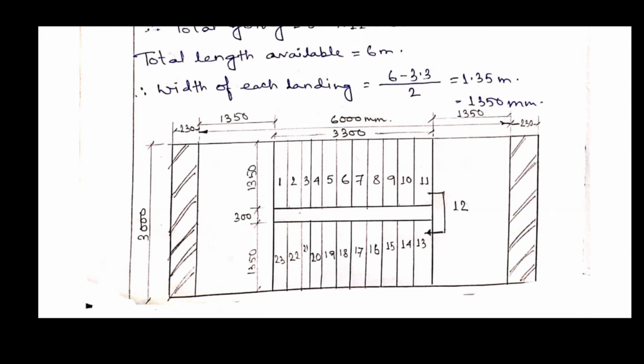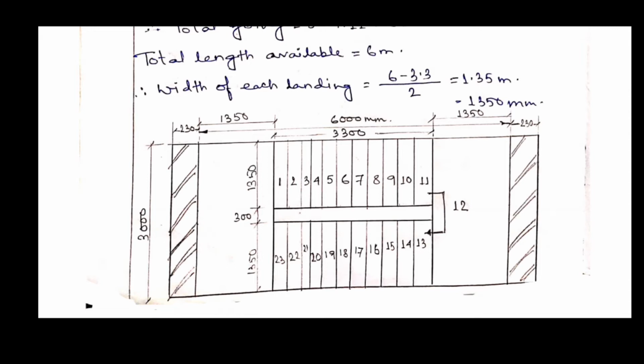Among the waist slab, the loading system is varying because there are two landings with same load. After that, there are few steps. So this middle portion of the waist slab definitely carries extra load. So in analysis, we will see that uniformly varying load will come in this waist slab.